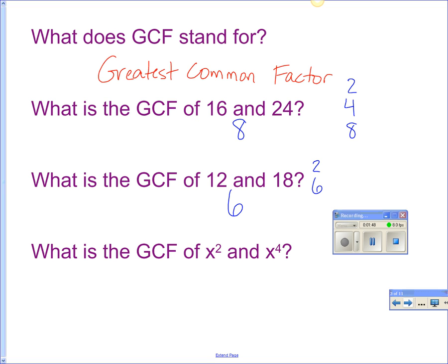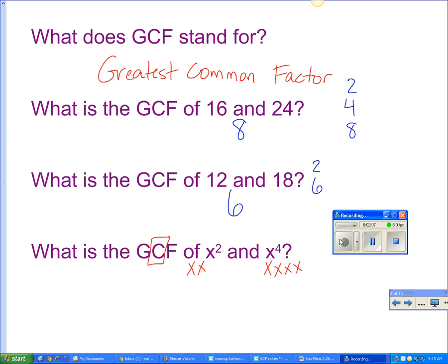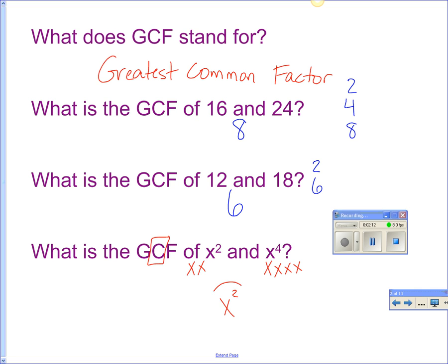Okay, now, here's what gets people on these when you have letters. X squared, how many does that mean I have? And here I have how many of them? We need to figure out how many they can have in common. So, this common factor of x to the second and x to the 4 is just x to the second. That's the most they could have in common, because this one only has 2. So the most they could have in common is x to the second.